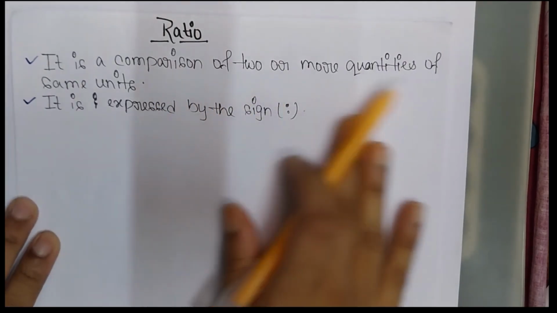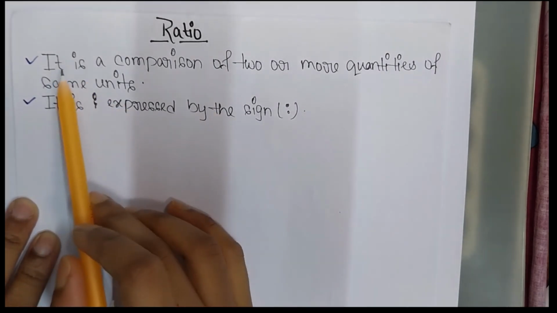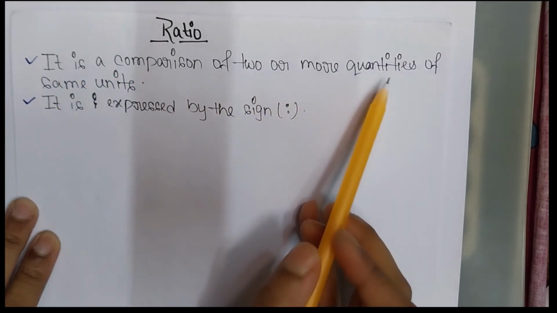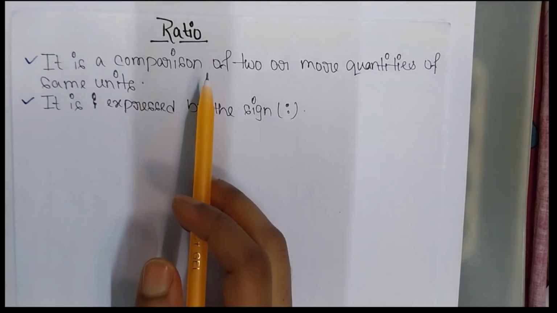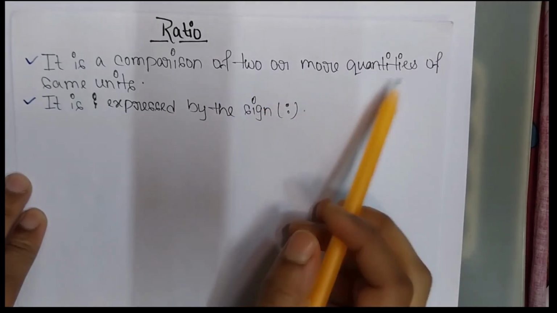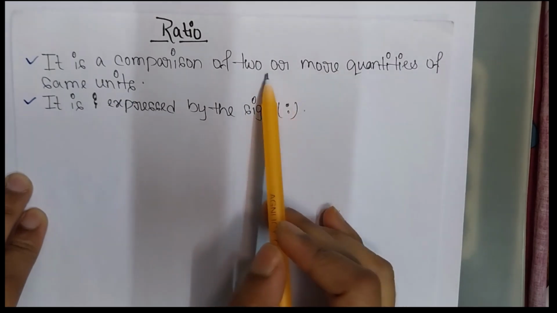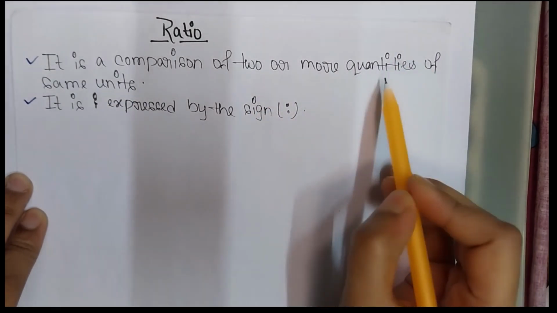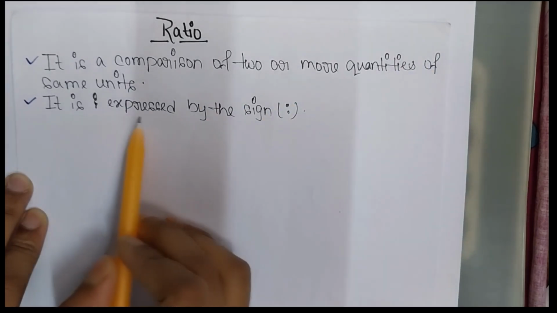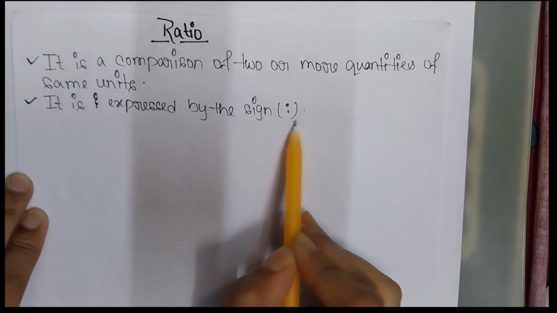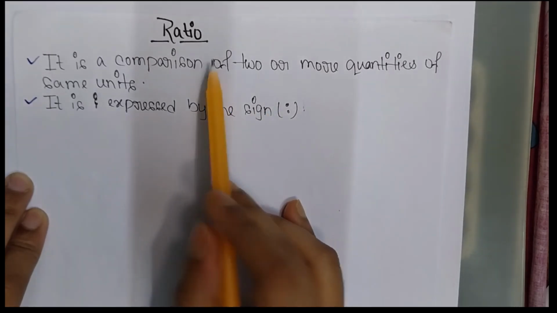So first of all, we will see what a ratio is. It is a comparison of two or more quantities of the same units. That is, the units of the quantities should be the same, and it is expressed by the sign colon. This colon is the sign of ratio.